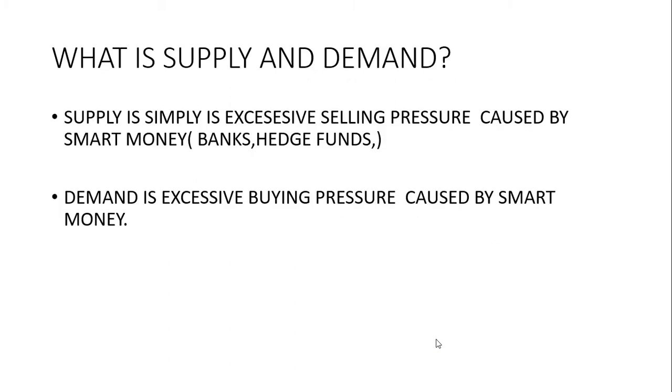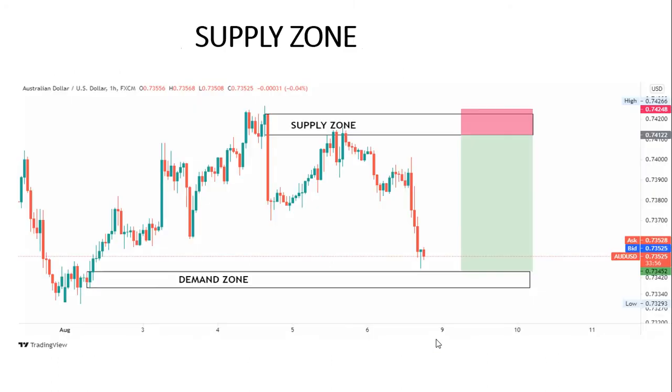So what is supply and demand? In simple terms, supply is simply excessive selling pressure caused by the smart money. You know what we mean by smart money, guys? We mean the banks, the hedge funds, etc. And demand is simply excessive buying pressure, which is caused by the smart money. Basically, it's as simple as that. Excessive buying and excessive selling. All right, let's move on.